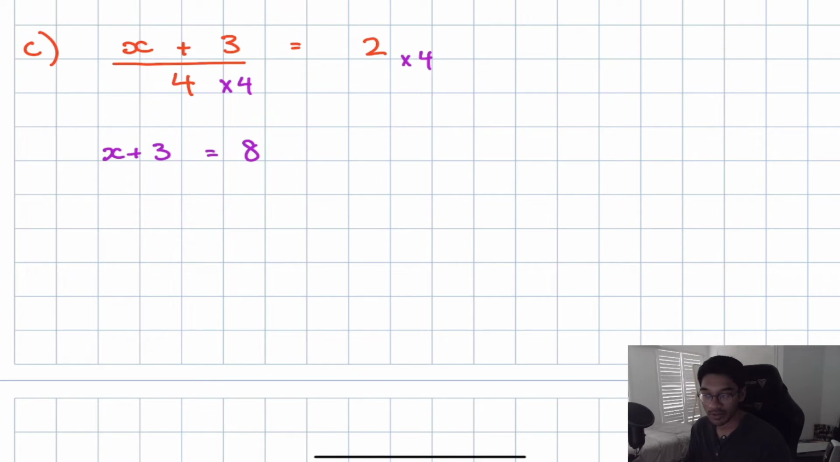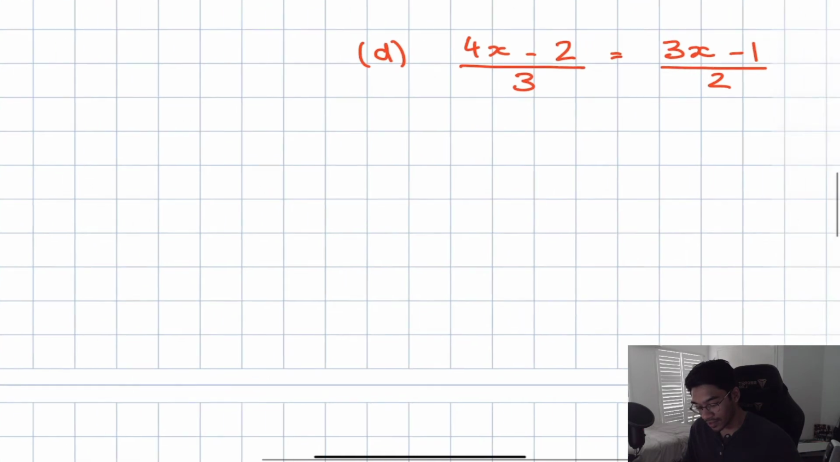So I want to get rid of that plus 3, so I do the opposite. I'm going to go ahead and do minus 3 from this side and minus 3 from this side. And then I'm left with x is equal to 5. And I can go ahead and substitute it in if I wanted to. I'll let you guys do that.